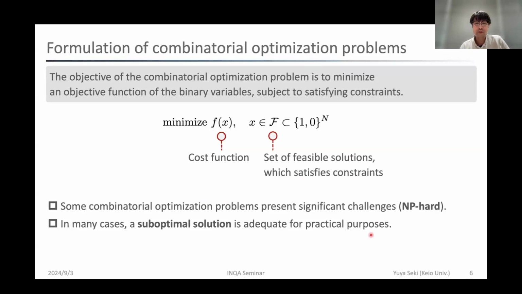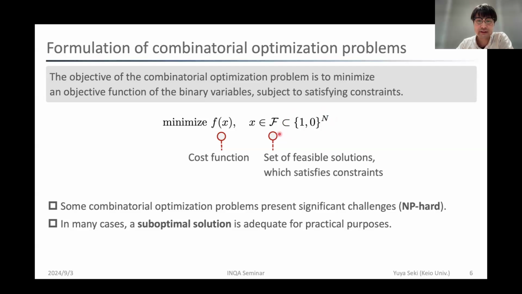Okay, let's move on to the very basics of combinatorial optimization problems. The first step to solve a combinatorial optimization problem by using an Ising machine is to formulate the cost function in this form. A cost function is a function of binary variables, and the task of a combinatorial optimization problem is to minimize the cost function.